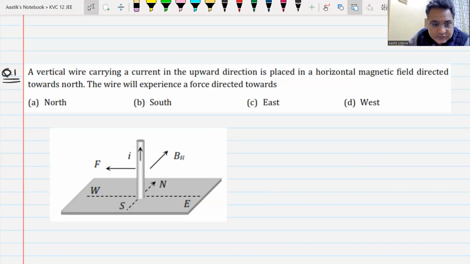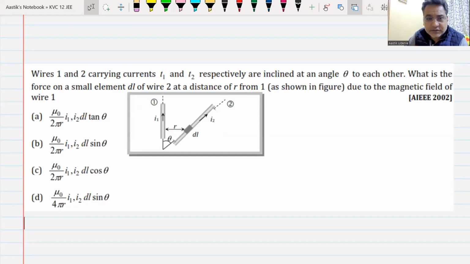Okay. This is the next question. This is from a previous year JEE, at the time it was known as IIT-JEE. Any doubt? Next question coming up. Question number 2. I'll give you 2 minutes to solve this.